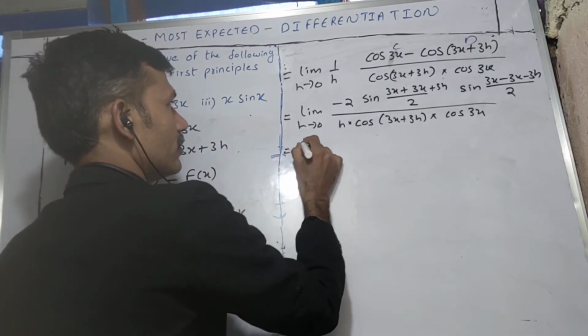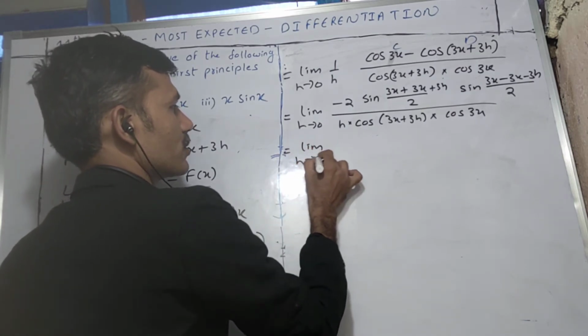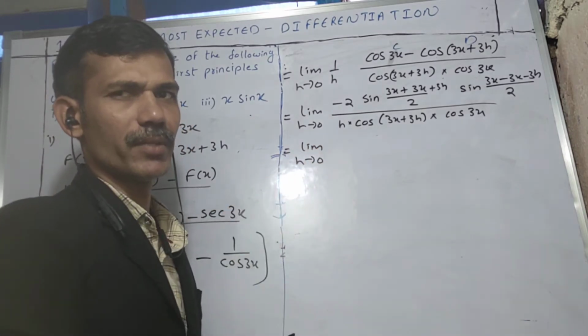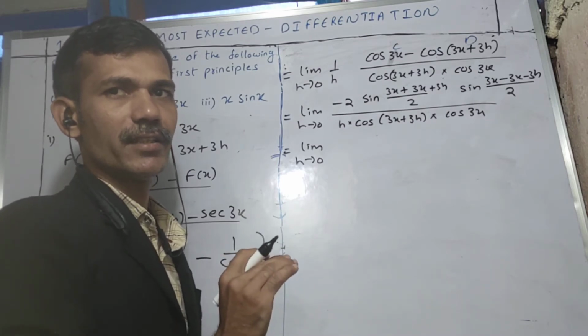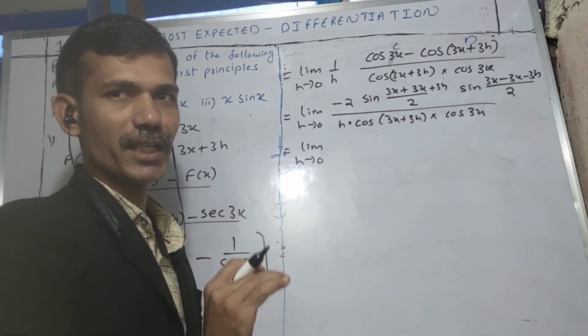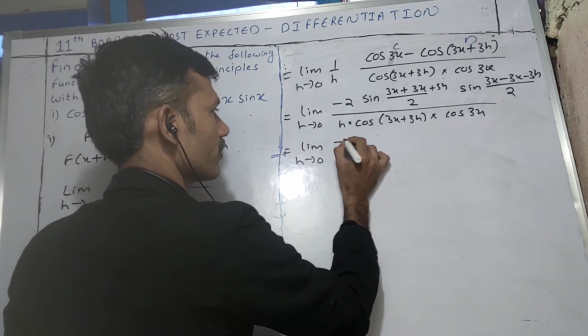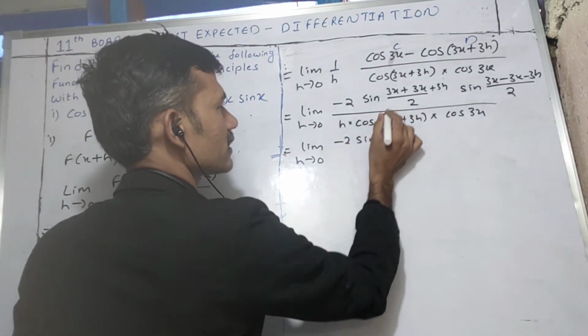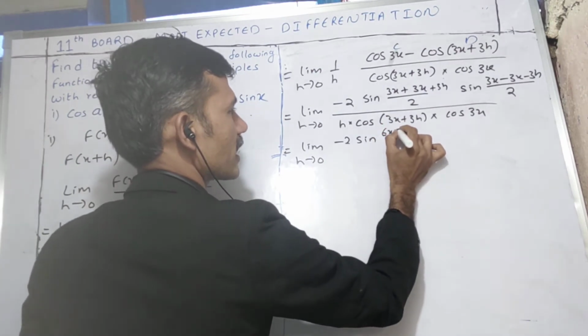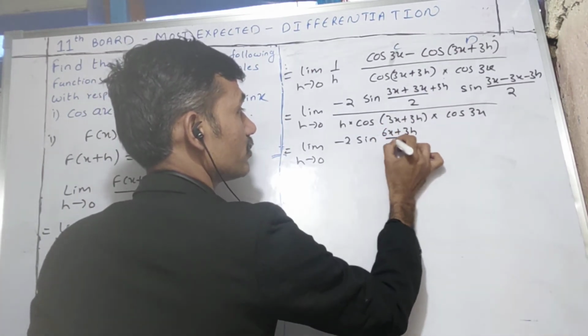Okay, now limit h tends to 0. Somewhere we can apply the formula: limit x tends to 0 of sin x by x equals 1, no? Somewhere we can apply the formula, that we have to check. The remaining things we'll write as it is: 3x plus 3x, 6x plus 3h by 2.